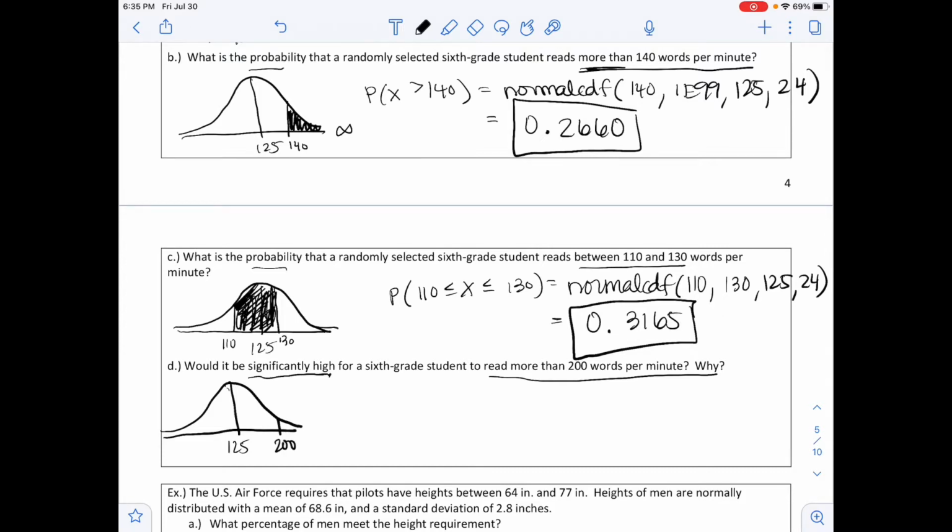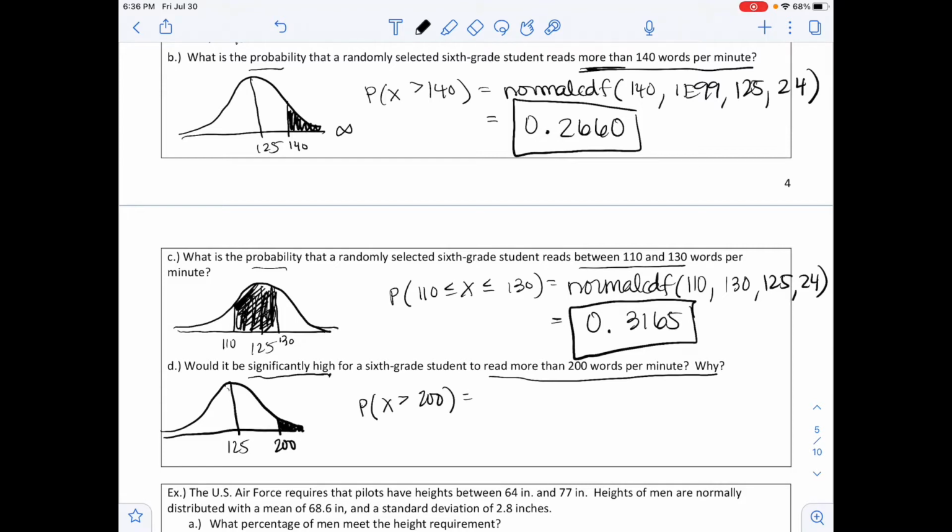So clearly 200 is very far to the right. More than means I'm going to be shading this to the right also. And so what is that probability that x is greater than 200 words per minute? So more than 200 words per minute. And if you remember significantly high, this probability would be less than 0.05 in order for it to be significantly high.